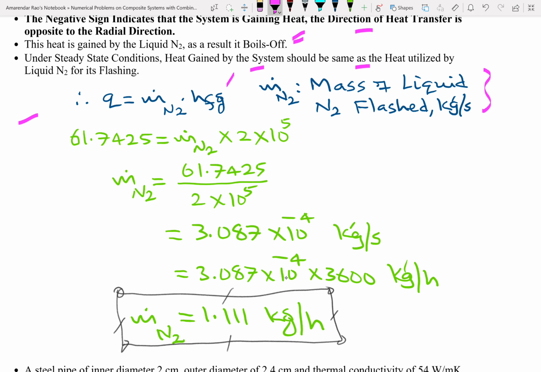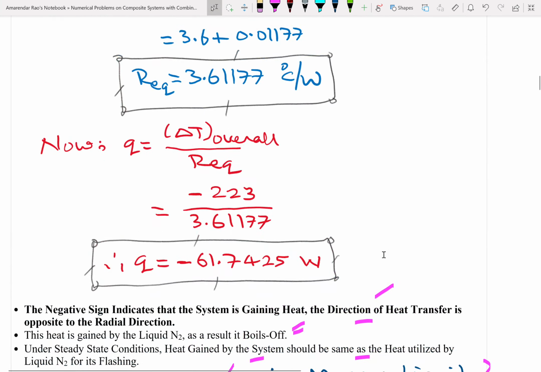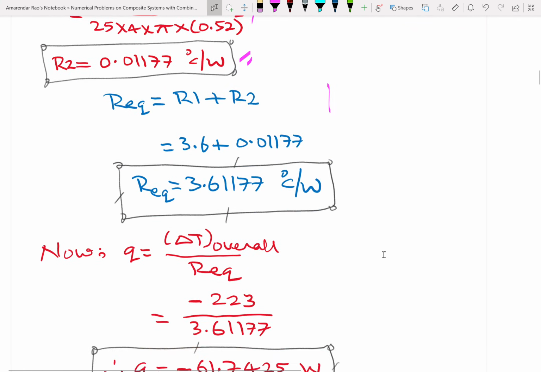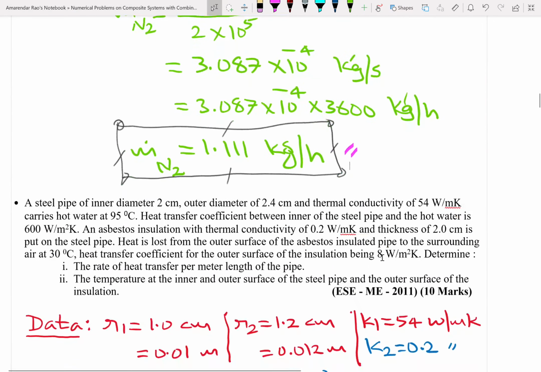HFG is 2 lakhs. When you substitute for this, we are going to get the amount of liquid nitrogen flashed as 3.087 times 10 power minus 4 kg per second. When you multiply by 3600, it's going to be 1.111 kg per hour. So this is how the problem has to be solved to get as many as 10 marks. So step-by-step procedure, understanding the physical meaning of the entire data is going to be very, very important.